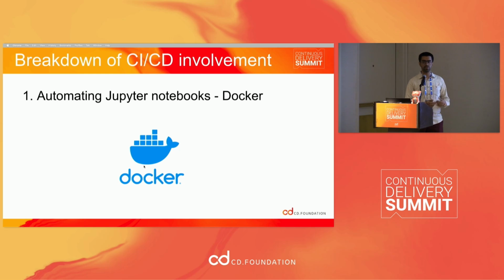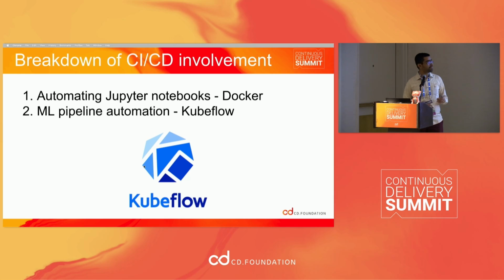But in order to do that, what we can do is take your notebooks and productionize them by containerizing them with a tool like Docker. So that's the first step. As a data scientist, you write your entire ML code and you go ahead and containerize it with the help of Docker. Now the next step is that you want to create a machine learning pipeline.